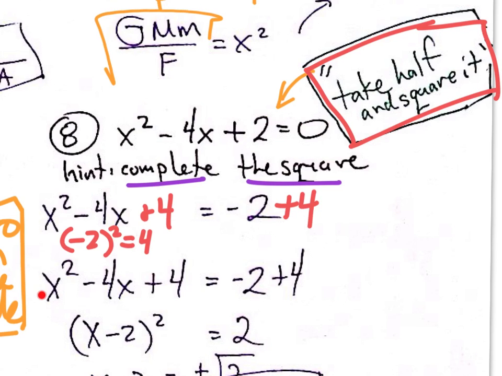This is helpful because this is a perfect square. We could factor to this. Notice how the thing in parentheses after it's factored is the half. Is that always the case? Yep. This is always the half. And then over here we have 2.